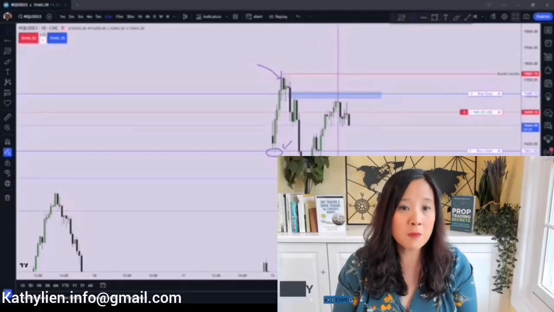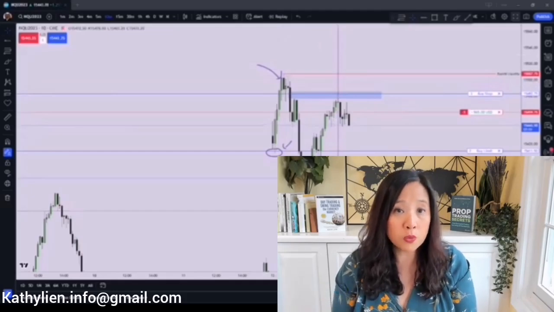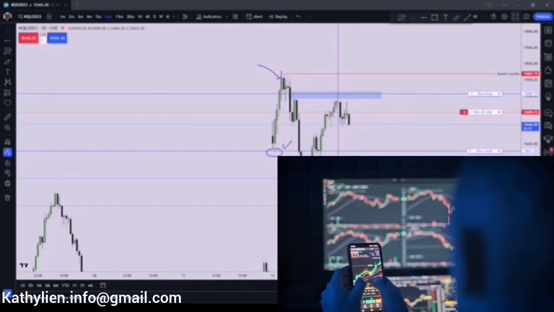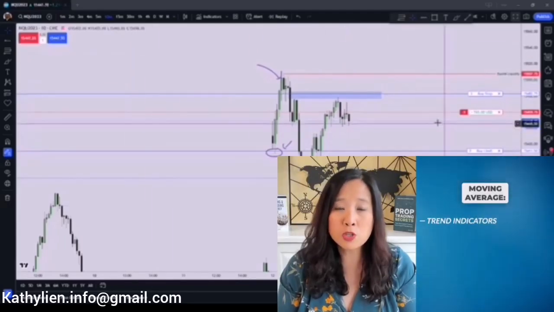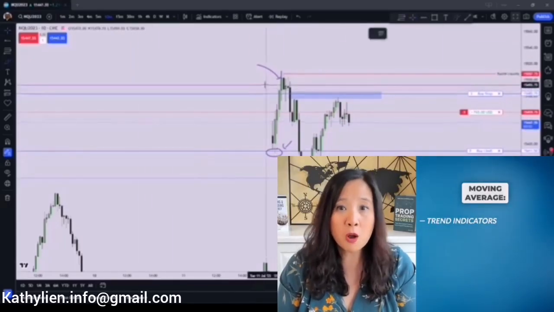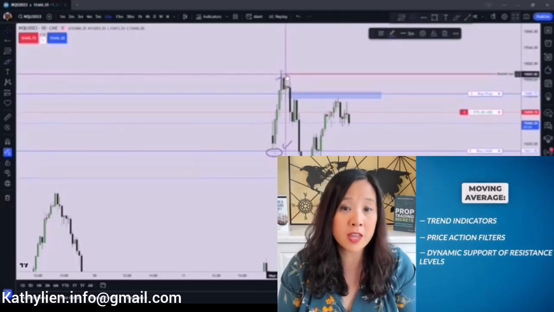But first, let's talk about why moving averages are the ultimate trading tool in my opinion. The only trading indicator I think you'll ever need. Moving averages aren't just lines on a chart. They are so much more than that. They're trend indicators, price action filters, and even dynamic support and resistance levels, all in one.